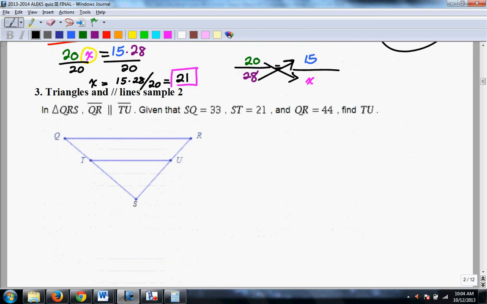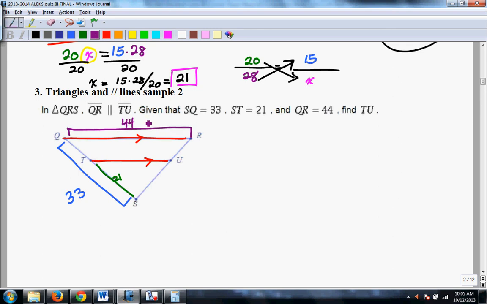Let's try this one. It says we have QR, again, is parallel to TU, and SQ is 33, and ST is 21, QR is 44, and we're trying to find TU.